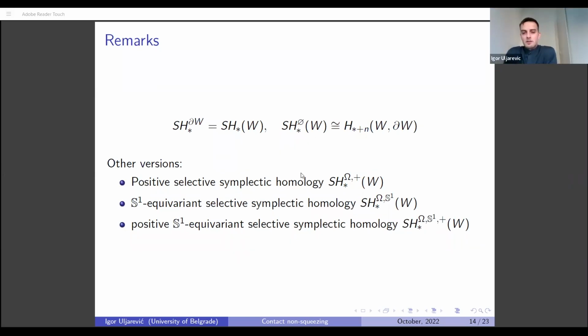Actually, it's that we will just take autonomous Hamiltonians. So the slope is autonomous. We take an autonomous Hamiltonian, and then this S1 action is not a geometric action on the boundary, but it's the action of translating the one-periodic orbits. So we do not require that omega is invariant under some S1 action.